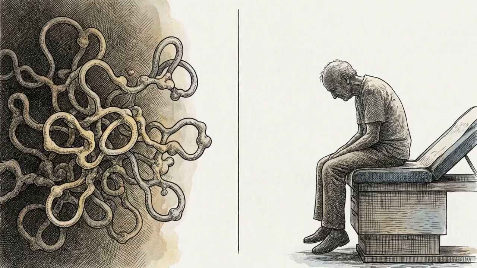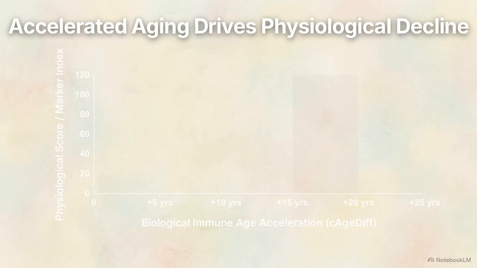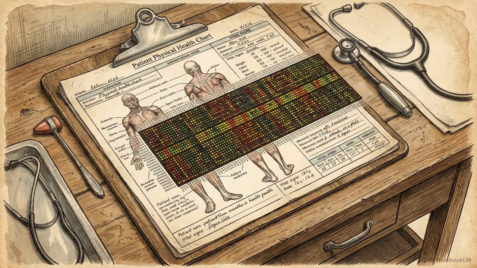Does this microscopic sequence remodeling correspond to a patient's physical health? Higher adjusted age diff values directly correlate with measurable reductions in physical intrinsic capacity. As biological immune age accelerates, physiological metrics decline. Grip strength drops, mobility slows, and oxidative stress markers rise. This sequence-based model connects molecular repertoire remodeling to observable clinical aging.